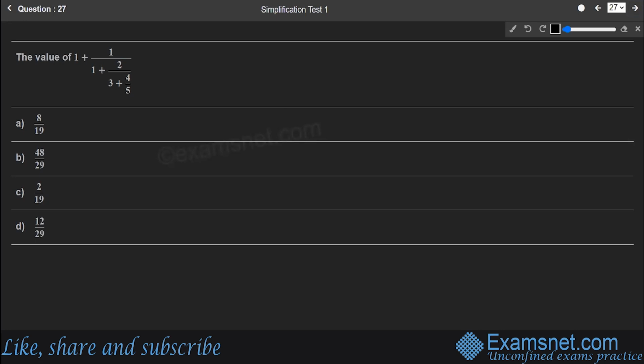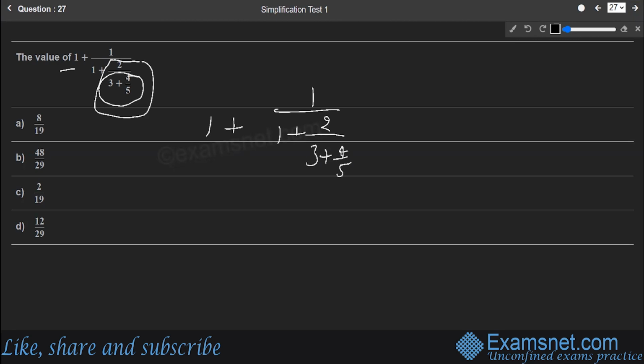27. The value of 1 plus 1 over 1 plus 2 by 3 plus 4 by 5. In these types of questions, we are supposed to solve them sequentially. We'll first solve this particular denominator, then we'll solve the whole denominator, then a single denominator will be obtained, and then we can solve it. So let us do it sequentially. Let me quickly write 1 plus 1 over 1 plus 2 by 3 plus 4 by 5. That is the expression. So we'll try to solve this first.